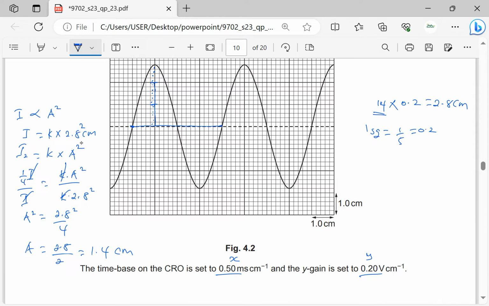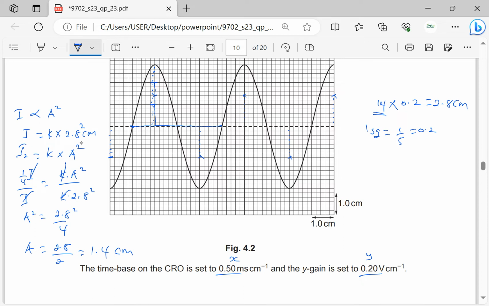The other one was represented by 14 small squares. This will be represented by 7. So 1, 2, 3, 4, 5, 6, 7, starting from here, and repeating this for each successive peak.